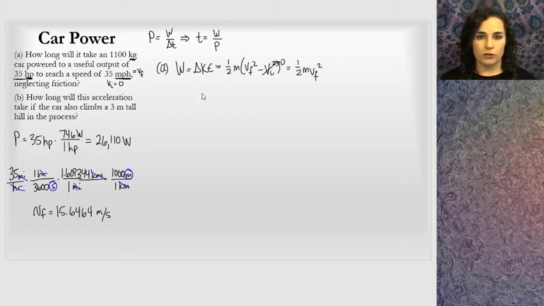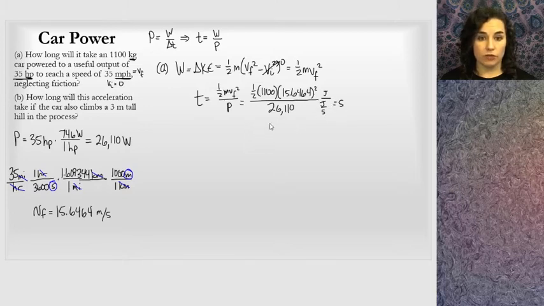Okay, so it looks like I'm ready to plug numbers in. The work is 1/2 mv squared over the power, which is a number I know. 1/2 times 1100 times 15.6464 squared, 1/2 mv squared, divided by that 2,610 watts, joules per second. And notice that my units are going to work out. I'm going to get joules over joules per second, and overall that will give me seconds.